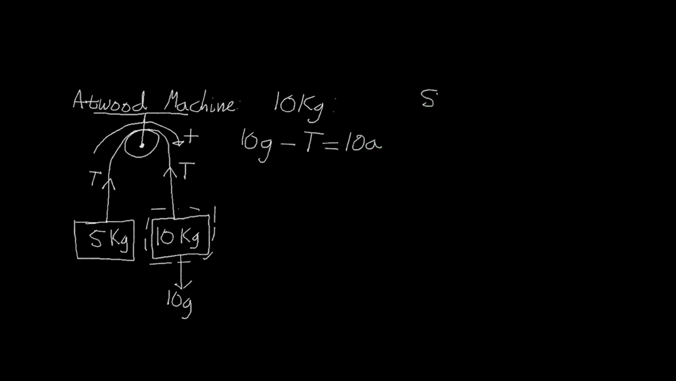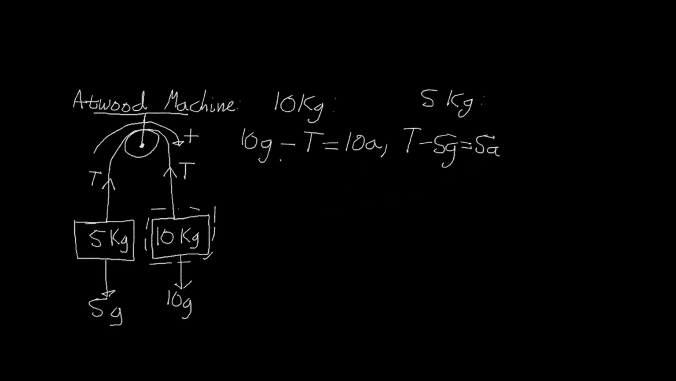Now for the 5 kilogram mass, we know that it's going to have a weight force, and the weight force is equal to its mass in kilograms times g. So the weight force acts in the negative direction and the tension acts in the positive direction. So it's tension minus 5g is going to be equal to 5a.